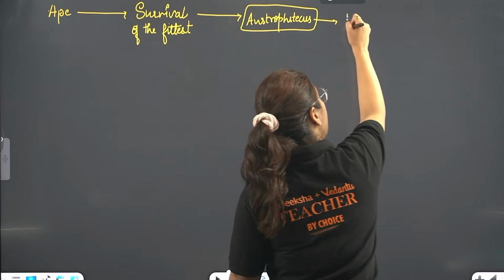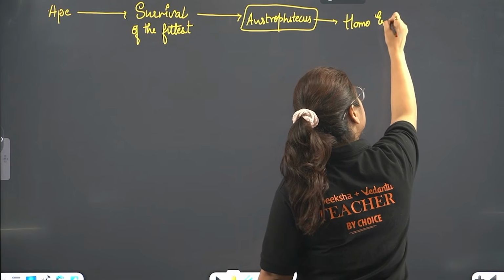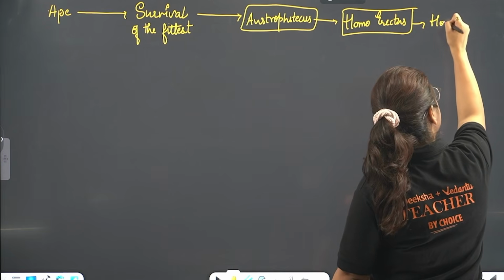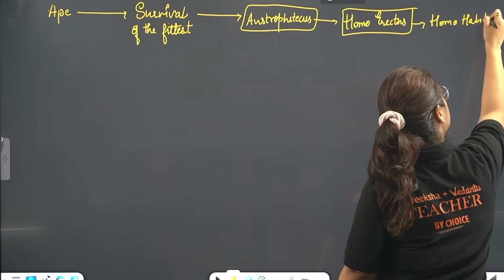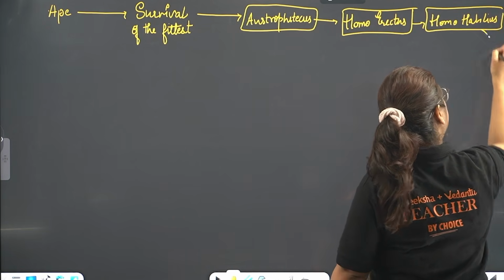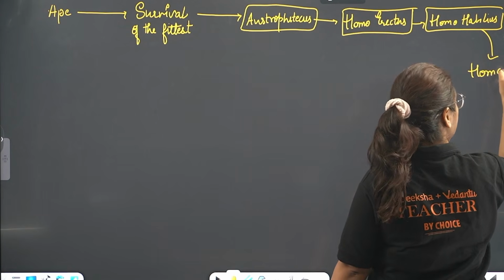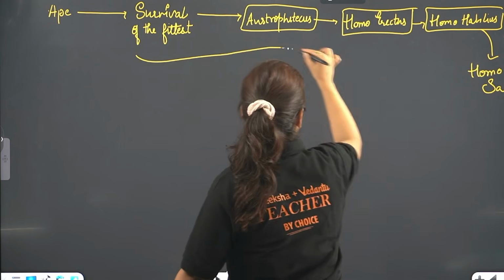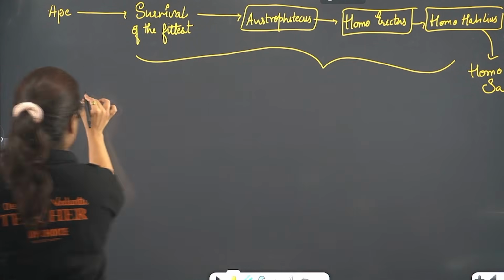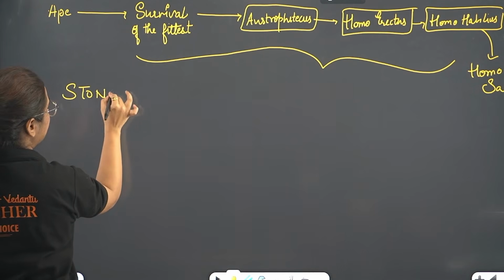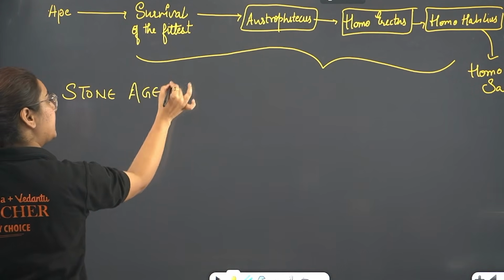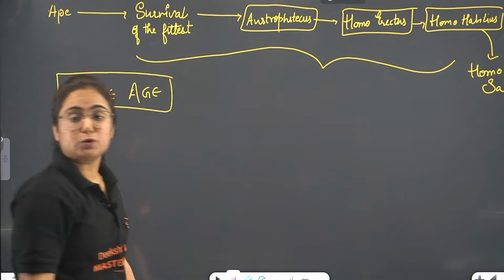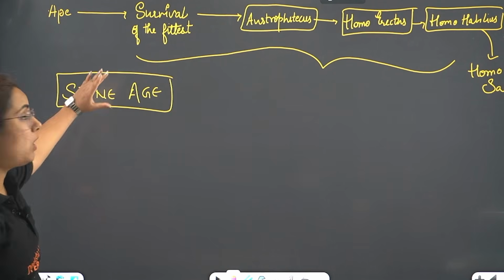Then we have Homo erectus, the human that learned how to make stone tools. Then Homo habilis, whose brain was developed. And then comes Homo sapiens. When these humans were evolving, the first thing we saw was the Stone Age. Pay attention to that. I'm going to tell you the complete story that will help you even in your further chapters. So the age of humans that started was the Stone Age.